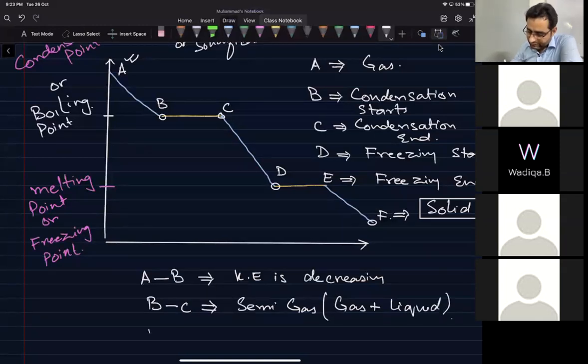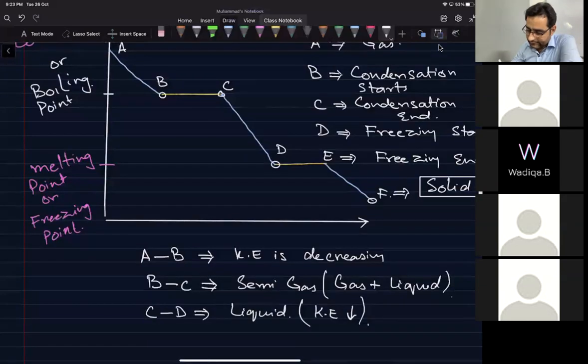And between C and D, the state of matter is liquid. There's no state change, but kinetic energy is decreasing between C and D. And again, between D and E, temperature is constant. It shows kinetic energy is also constant, but forces of attraction are being reduced between D and E.